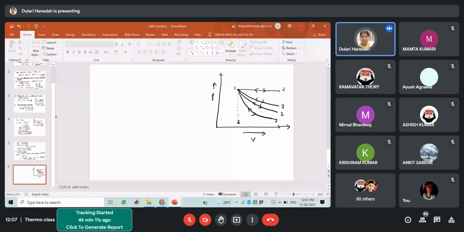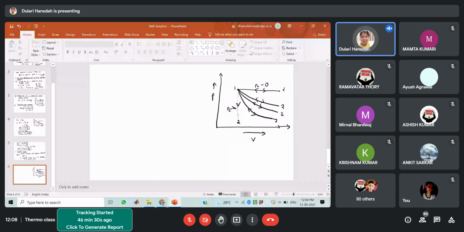In this case, your n value will be infinity. Here you are observing that it is the isobaric process. In this case, n will be equal to 0. So how we are getting that, I will discuss here.